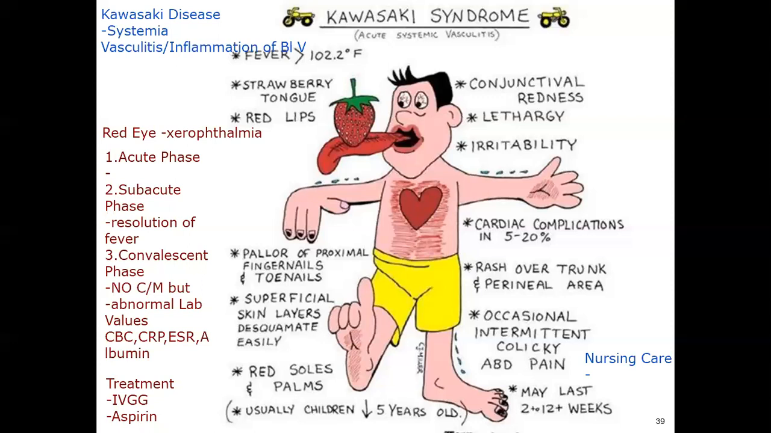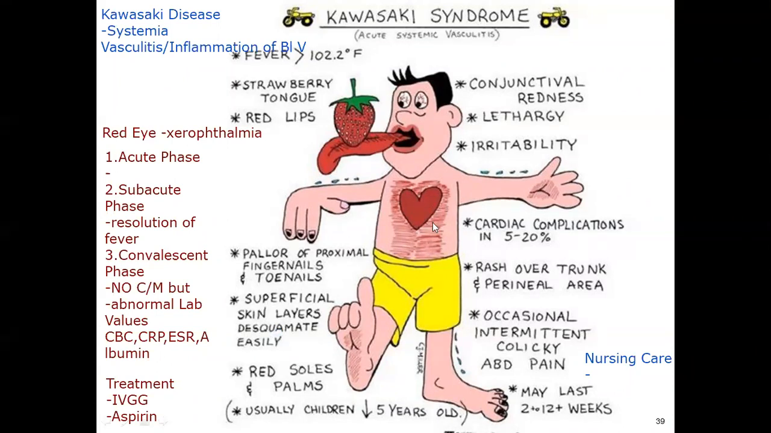And some patients present with cardiac complications, around 5 to 20%. Cardiac symptoms, usually the patient has a dysrhythmia or myocarditis. What are the other signs and symptoms we can see in the acute phase? Sometimes the patient has pallor of the proximal fingernails or toenails. The superficial skin layer desquamates easily.